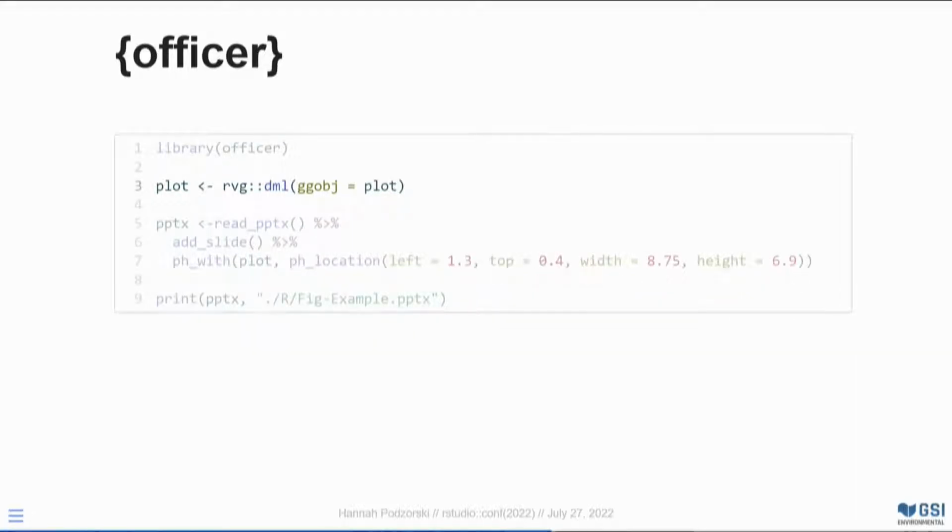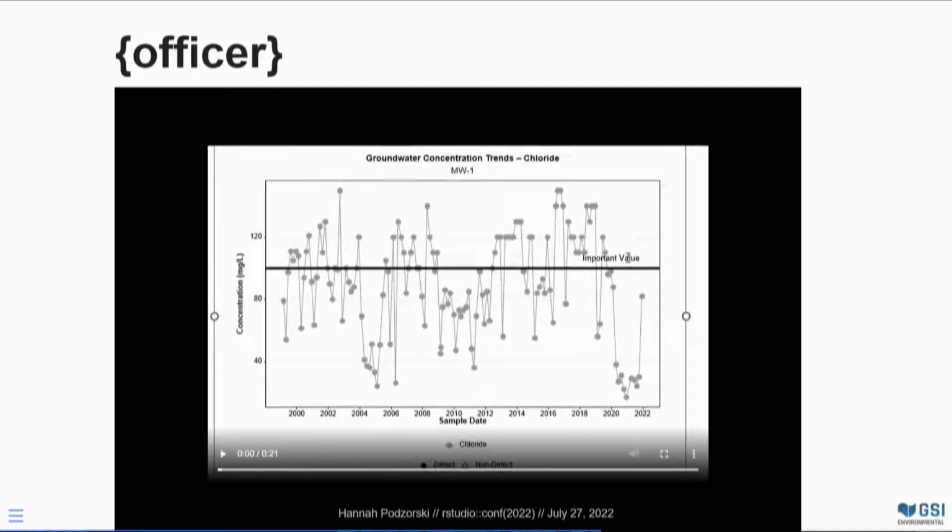But what I want to do is point out the rvg package and the function dml. Running your ggplot object, in our case called plot, through this function before you export that figure to PowerPoint allows you to actually edit that figure in PowerPoint.